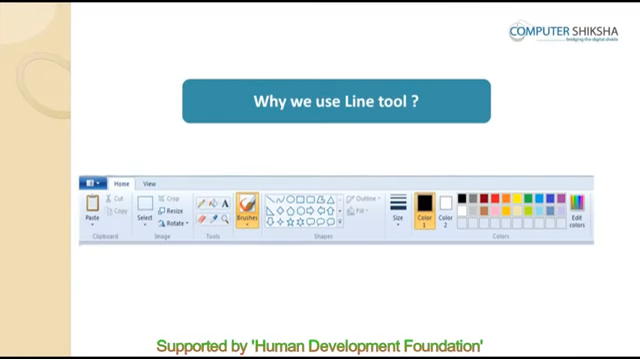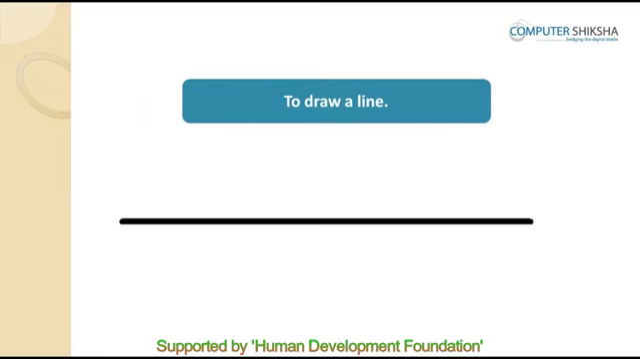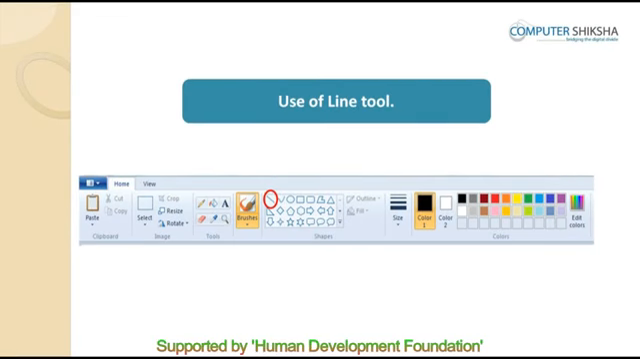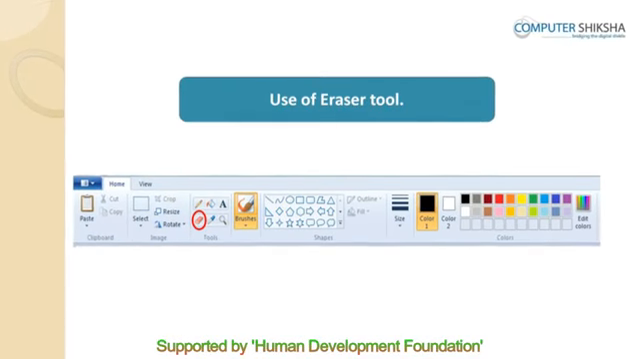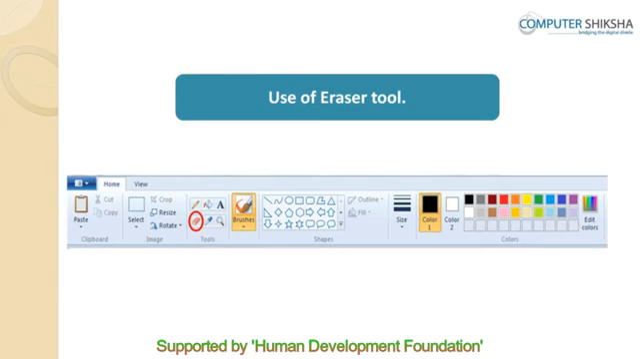Why do we use the line tool? Whenever you need to draw a line, you use the line tool. Why do we use the eraser tool? The eraser tool is used to erase off something that we do not need.